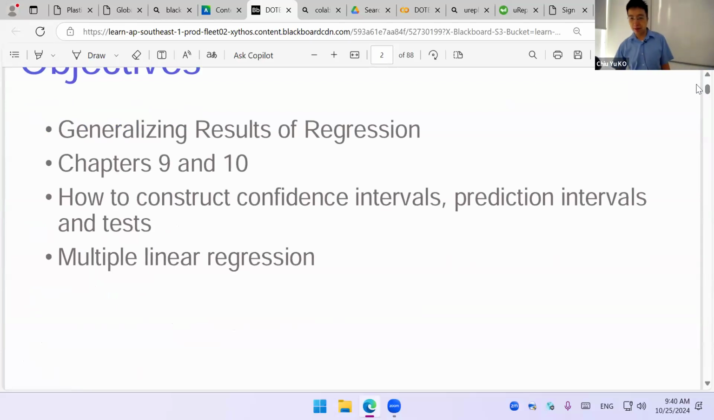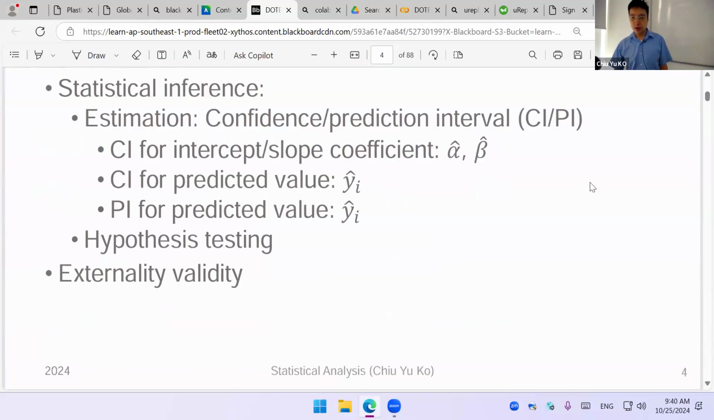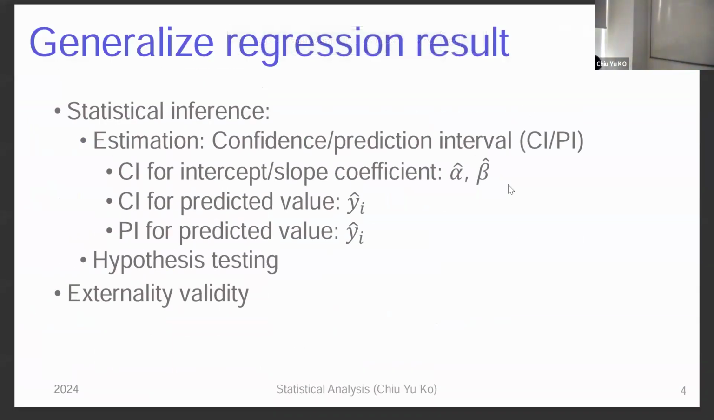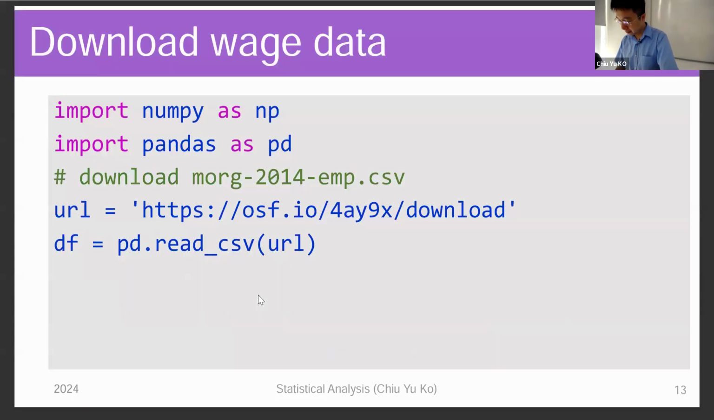Very quickly, I'm not going to go into a lot of detail. We talked about how to construct confidence intervals, because regression gives you the point estimate, and you want to have an interval estimate as well. You have the interval estimate for the coefficient and the interval estimate for the predicted value, and also we have hypothesis testing. That would be the goal.